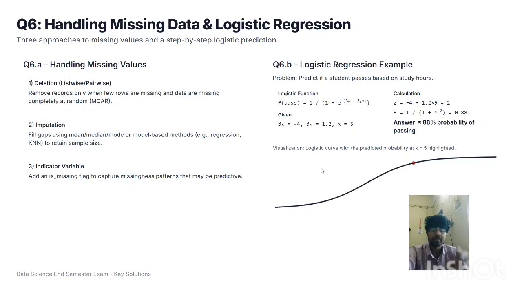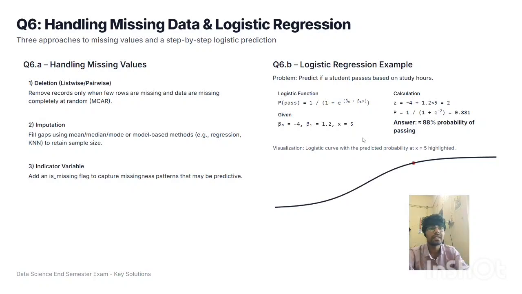First calculate z. z equals -4 plus 1.2 times 5, which equals -4 plus 6, equals 2. Then P(pass) equals 1 divided by 1 plus e to the negative 2. So e to the negative 2 is about 0.135. So P(pass) equals 1 divided by 1.135, which is equal to 0.88.